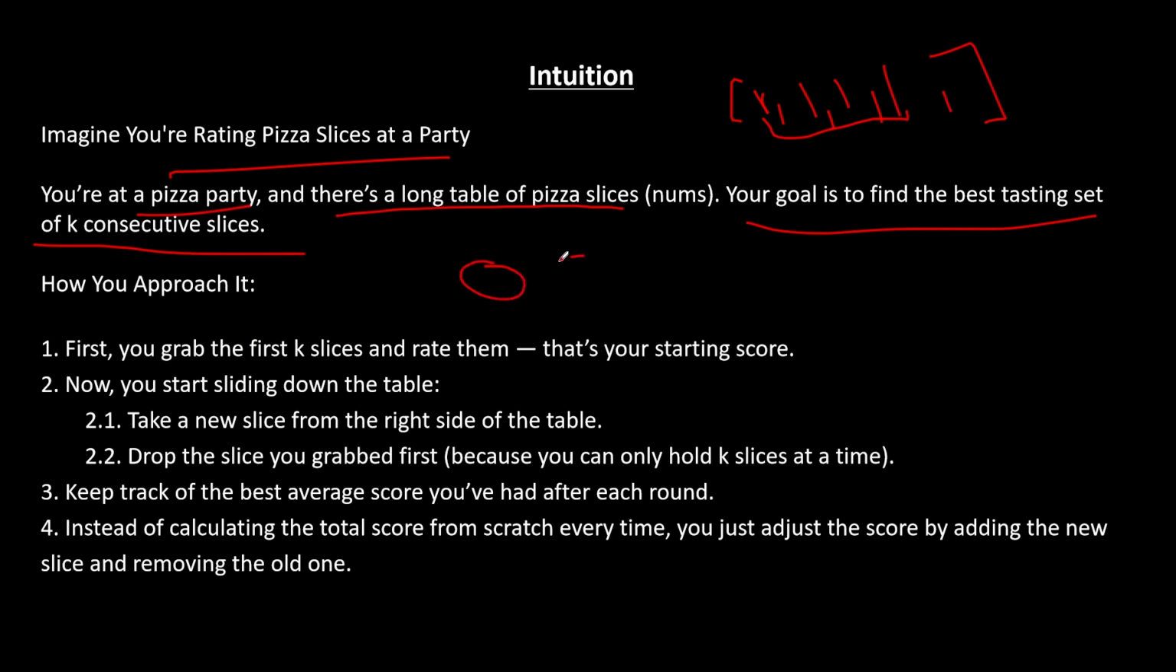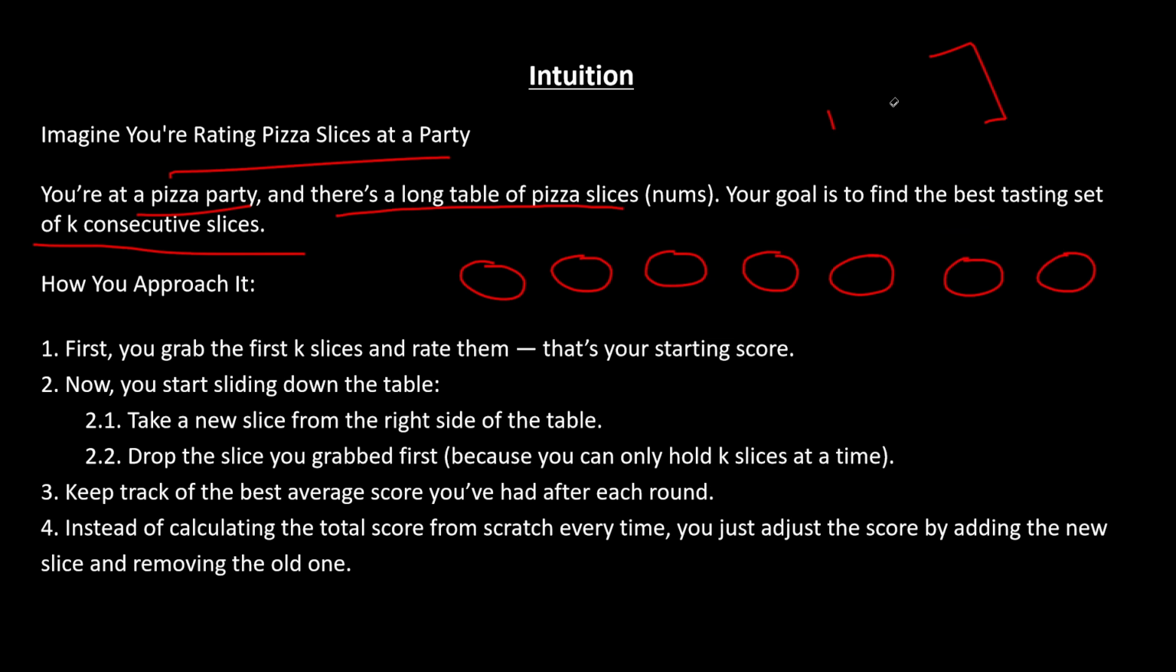Let me draw the pizzas here. Now, what is the thing? One way you can do it is to take k pizzas at a time, and that has to be continuous. Let k be 3. So the first intuition which comes to our mind is that first we will take the first 3 pizzas. Nothing wrong with that.